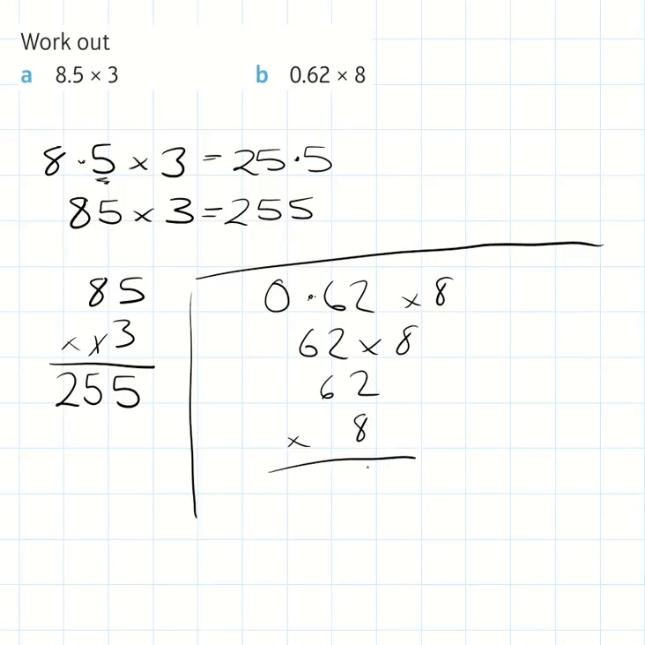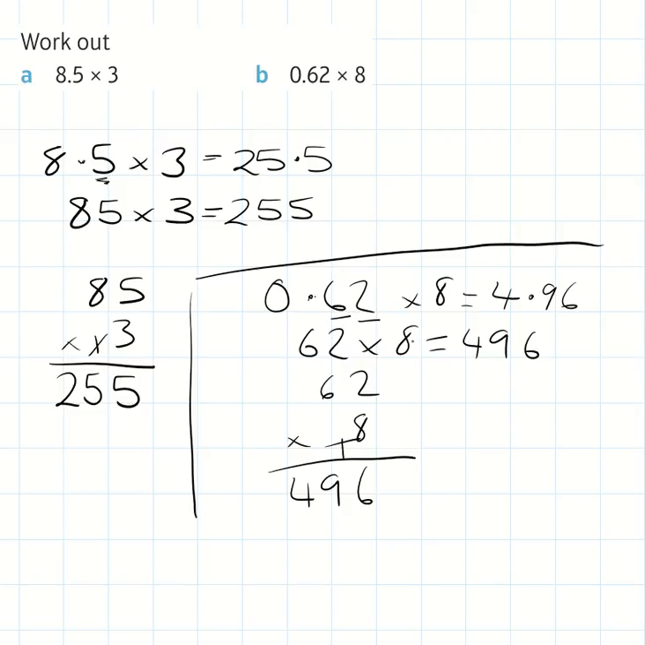So 8 times 2 is 16. So carry my 1. 8 times 6 is 48, add my carry 1 is 49. So 62 times 8 is 496. Now here, I've got 2 numbers in the decimal section. So when I write my answer, I need to have something that comes out with 2 decimal numbers. So I'm going to have to put my decimal point after the 4 to make it 4.96.